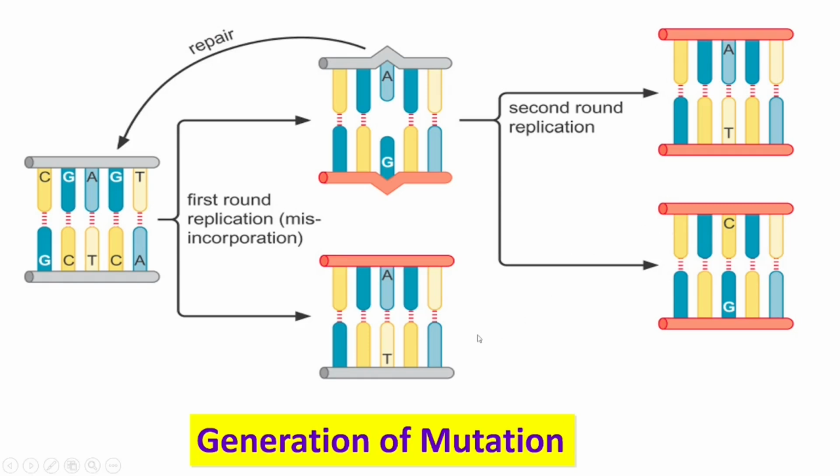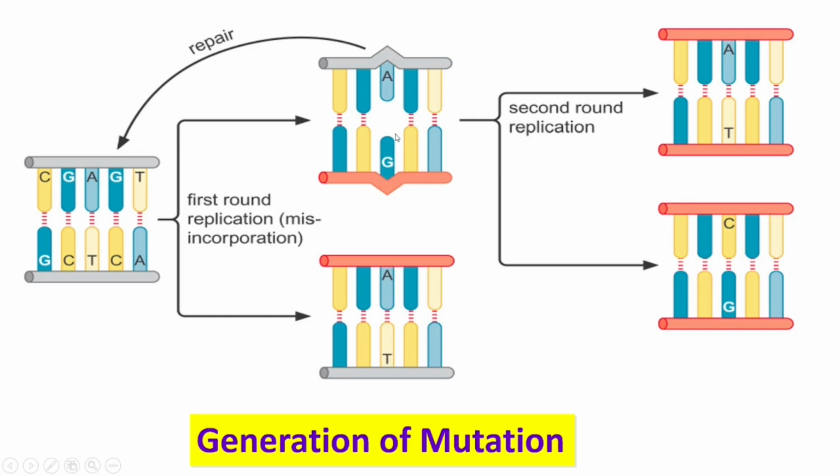This repair system has to work quickly, otherwise the mutation would get fixed and the repair system would not have any idea about which was the mispair. For example, this is a double-stranded DNA molecule which is undergoing its first round of replication, and during replication in one of the duplexes you can see here that against an A, a G was incorporated. So this is the mispair here.